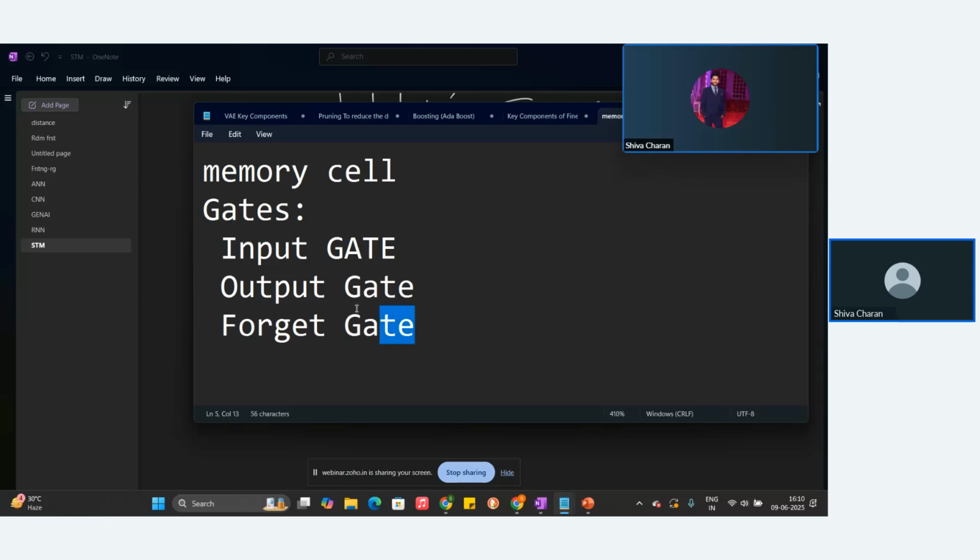ఈ 3 gates ని బేస్ చేసుకొని ఈ మెమరీ సెల్ లో ఏ ఇన్ఫర్మేషన్ ఉండాలి, ఏ ఇన్ఫర్మేషన్ ఉండకూడదు అని చెప్పేసి డిసైడ్ అవుతుంది. ఫస్ట్ ఇన్పుట్ గేట్ లో నుంచి ఇన్పుట్ అనేది మెమరీ సెల్ లో పాస్ అవుతుంది. ఆ మెమరీ సెల్ లో ఉన్న ఇన్పుట్, ఏ ఇన్పుట్ ని రిమెంబర్ చేసుకొని అవుట్పుట్ కి పంపించాలి అండ్ ఏ ఇన్ఫర్మేషన్ ఫర్గెట్ చేయాలని చెప్పేసి ఈ గేట్స్ అనేవి డిసైడ్ చేస్తాయి. అవుట్పుట్ గేట్ అండ్ ఫర్గెట్ గేట్. Okay, this is the main component of this particular memory cell and also gates in LSTM. Now let's go back to the PPT.